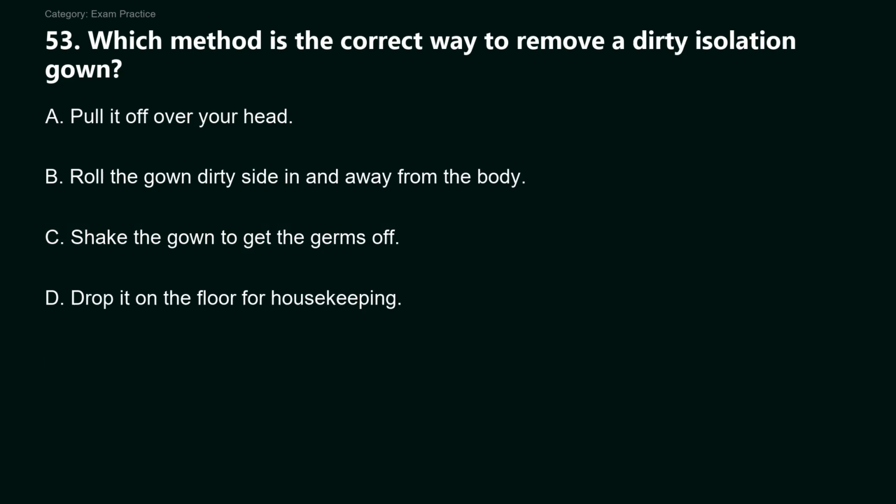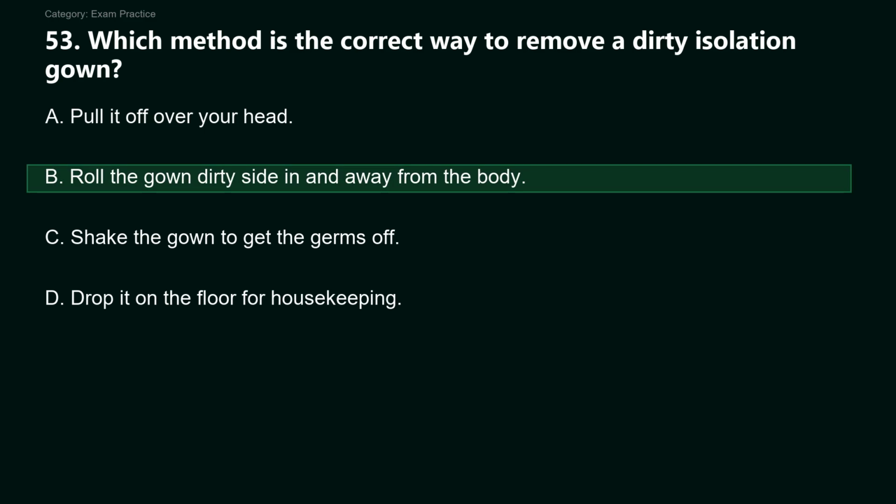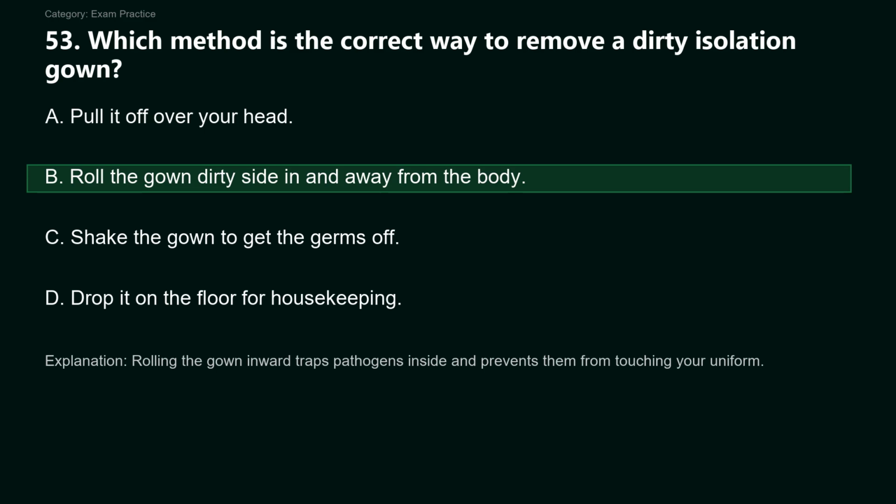Question 53. Which method is the correct way to remove a dirty isolation gown? Option A, pull it off over your head. Option B, roll the gown dirty side in and away from the body. Option C, shake the gown to get the germs off. Option D, drop it on the floor for housekeeping. The correct answer is option B, roll the gown dirty side in and away from the body. Rolling the gown inward traps pathogens inside and prevents them from touching your uniform.